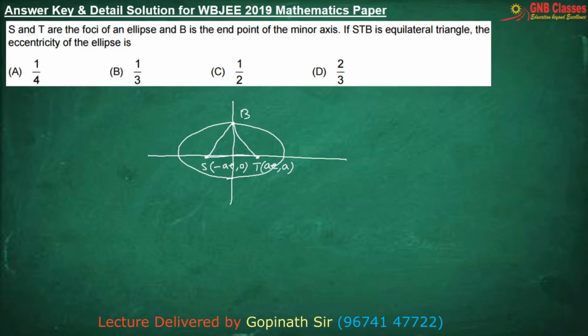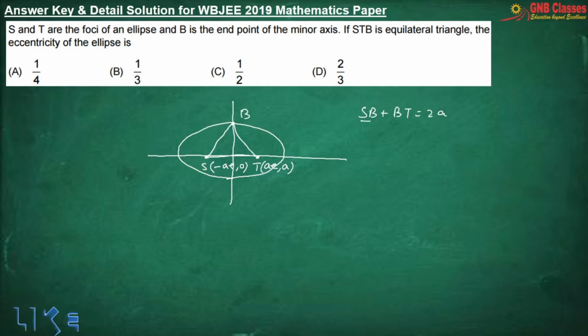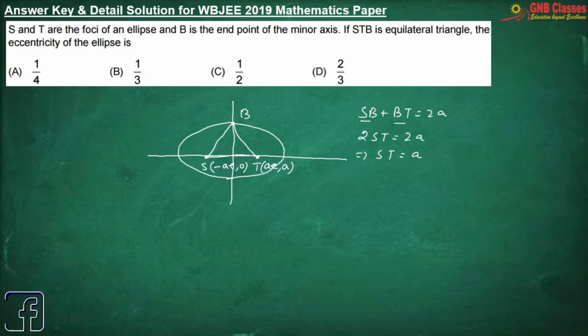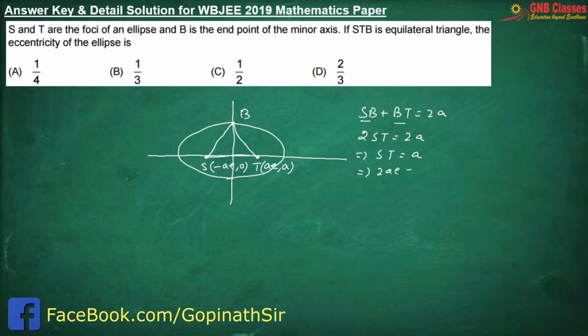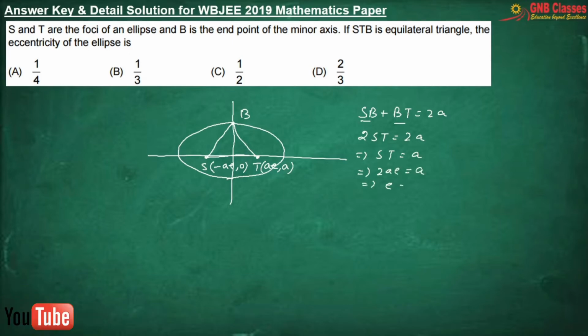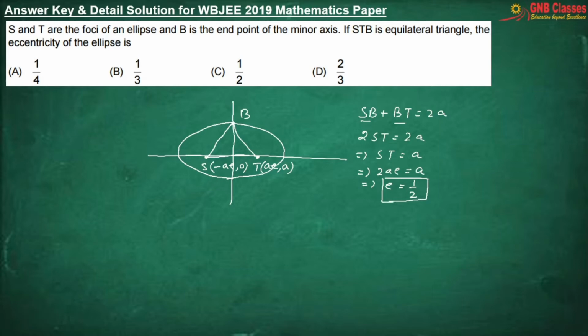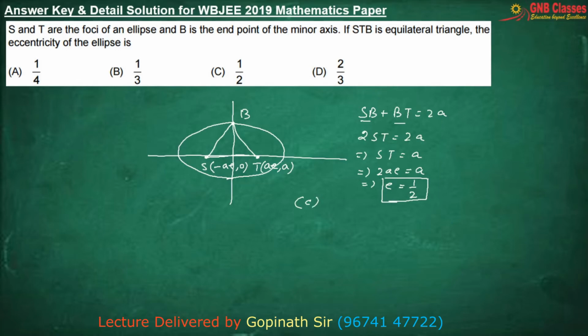Now we know that from the property of ellipse, SB plus BT is equals to 2A. Now SB, BT and ST, they are all equal because it's an equilateral triangle. Therefore we can write 2 times ST equals to twice A. That implies ST equals to A. ST is nothing but 2AE, which is A. Therefore your E comes to half. Therefore the eccentricity of the ellipse is half. Hence option C is correct.